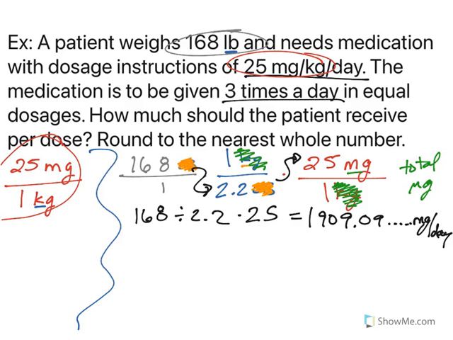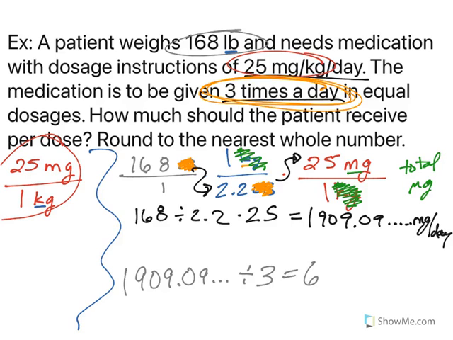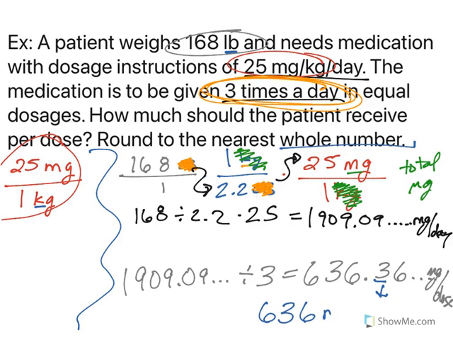That's great and all, but the question says, if they get the medication 3 times a day in equal dosages, how much should they get? So we're going to take the total dosage, keep that in your calculator, and divide it by 3, because 3 equal dosages. That'll give me 636.36, continues on, milligrams per dose. If it says round to the nearest whole number, 3 tells me to round down. So total, 636 milligrams per dose. You've got to really understand what the question is asking before you put all the pieces together.